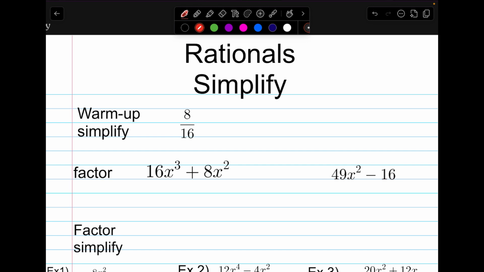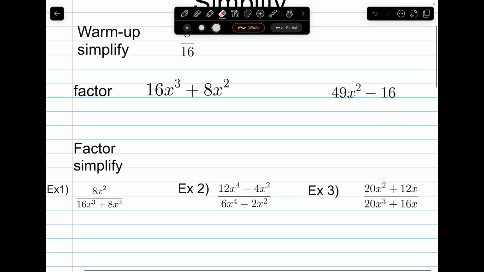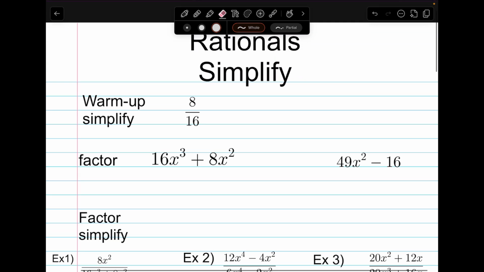Now, many of us learn that we can take both of these numbers and just divide by 8. And we get 1 over 2. And so even though that is correct, it doesn't actually help us simplify it when we have rationals like the problems below. So what can we do? Well, we can actually just factor first. So we're going to factor 8.